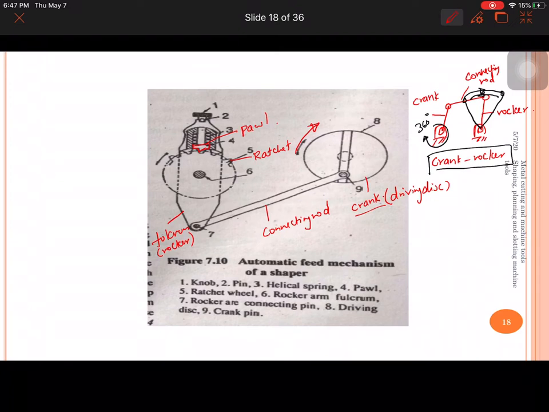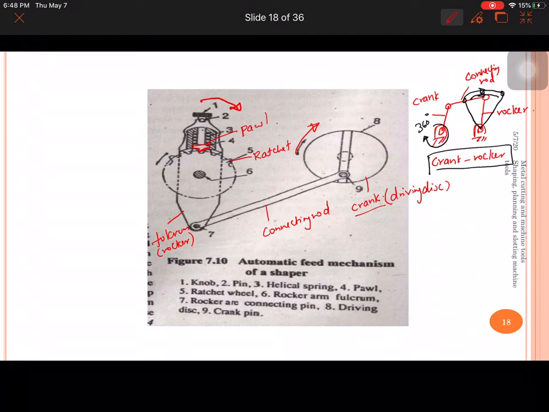So here what happens, if it is rotated by half of its rotation, then this rocker is rotated in the clockwise direction. When this rocker is rotated in the clockwise direction, due to the pawl being beveled at this end, this pawl will slide over the ratchet without transferring motion from the fulcrum to the ratchet. So there is no motion transferred during this half of rotation of the crank.